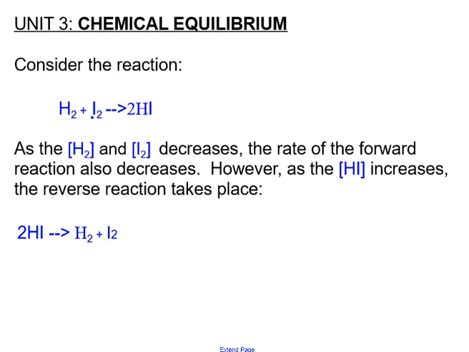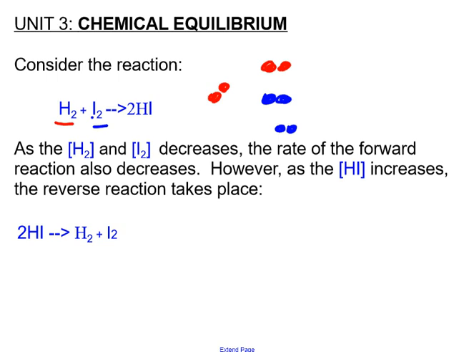Let's consider a simple reaction where diatomic hydrogen and diatomic iodine react to produce hydrogen iodide. At the beginning, we're going to notice that we have lots of hydrogen and lots of iodine. We don't have any hydrogen iodide as yet.